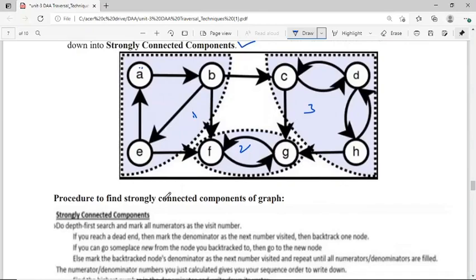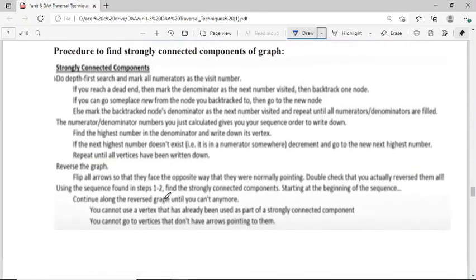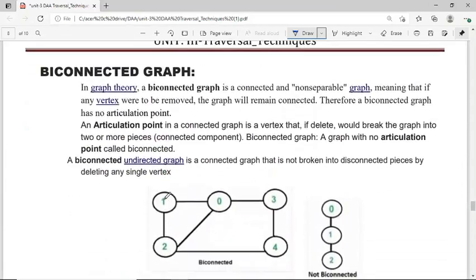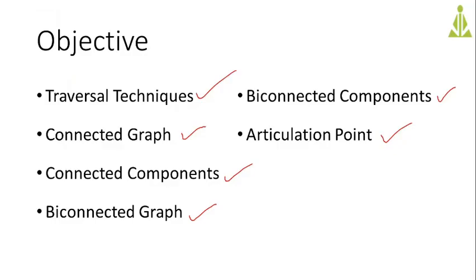Procedure to find connected components. Now the biconnected graph. How many topics have we completed till now? We completed the connected graph and connected component. Now we are going with the biconnected graph.